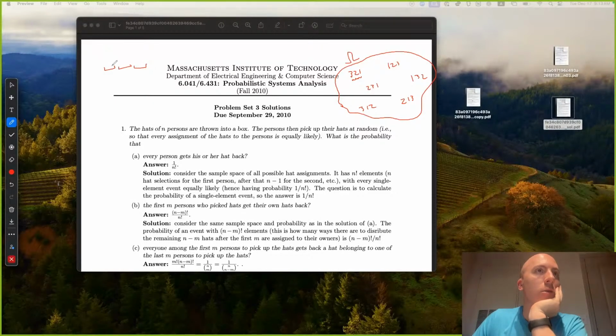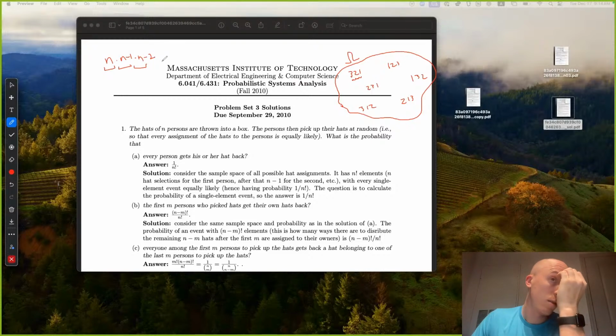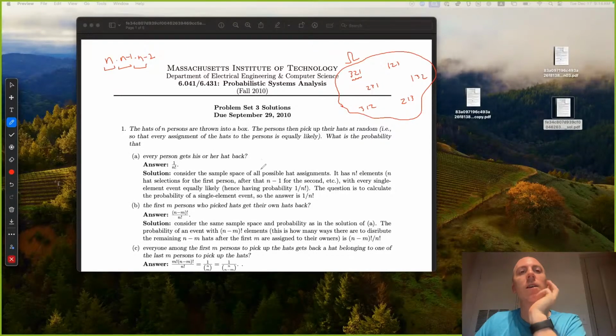And how many elements can you have in the first position? Well, you can have n. Then how many elements can you have here? n minus 1, then n minus 2.